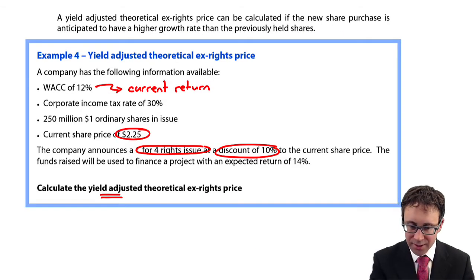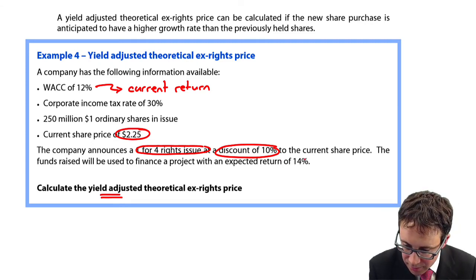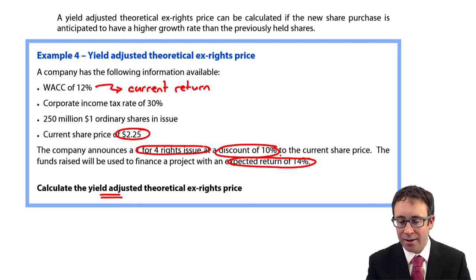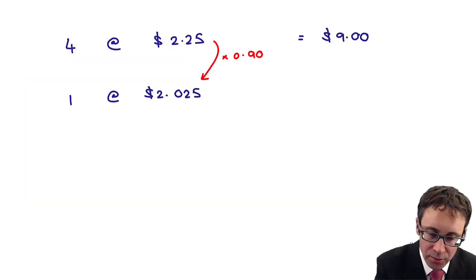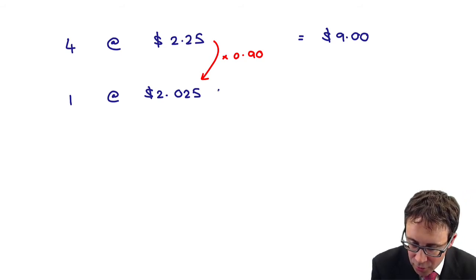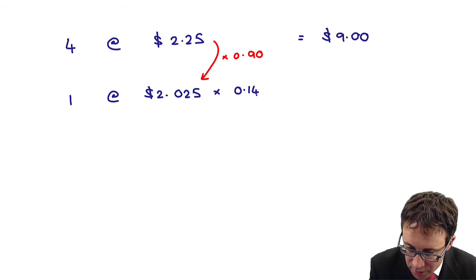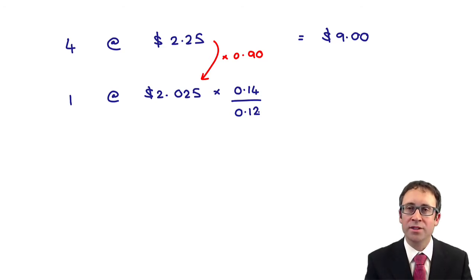What else are we told? It says the funds raised will be used to finance a project with an expected return of 14%, and that 14% is higher than the current return. So the way in which we're going to factor that in is that the new share is going to generate a return of 14% compared to our previous 12%.